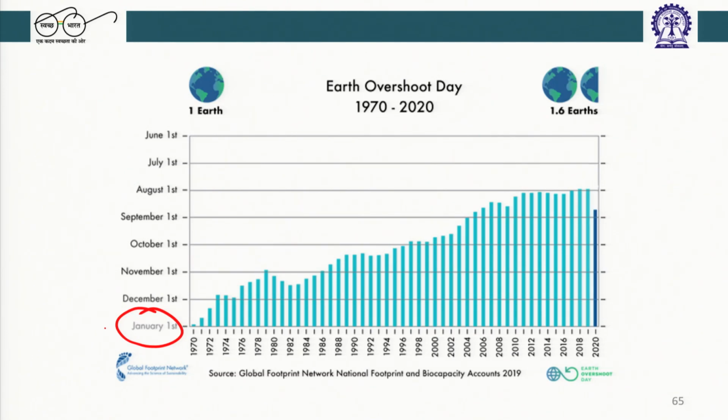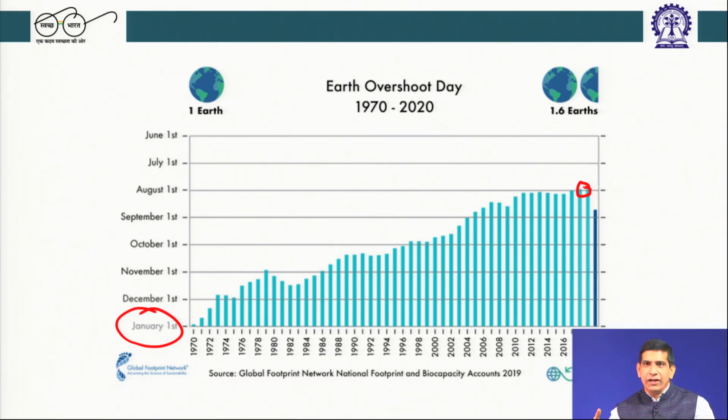For example, in 2018 or 2019, the date was close to August 1st. That means August, September, October, November and December are the months in which, having used up by July all the resources that Mother Earth could have provided for that particular year, we were borrowing. We were in ecological debt for 5 months.